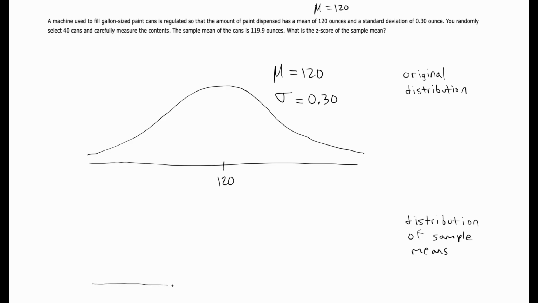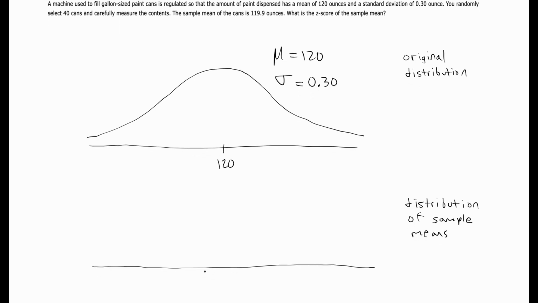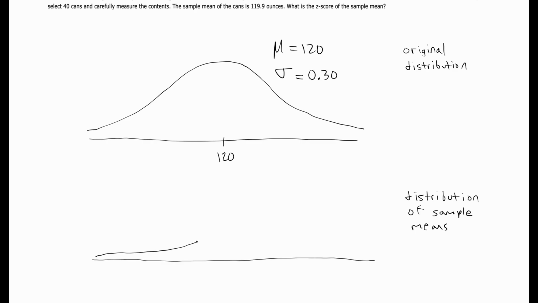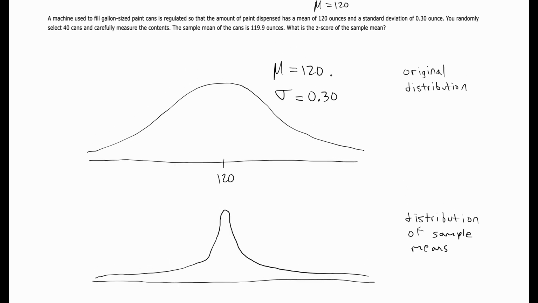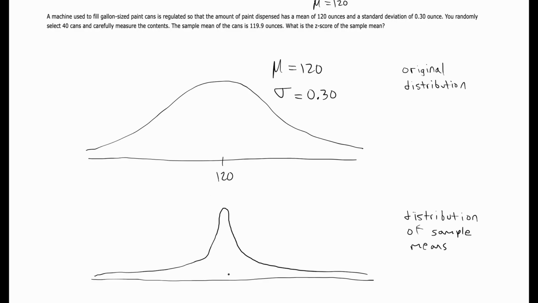But when we make a sampling distribution, we're going to have a narrower curve. And it's going to have the same mean. And we have an n of 40. So our mean of the sampling distribution is going to be the same as the original mean, which is 120.